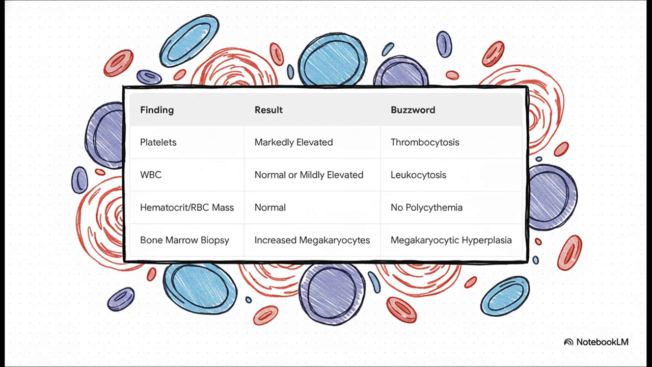This table right here, this is basically your diagnostic checklist, so let's run through it. Platelets, markedly elevated, check. White blood cells? Maybe a little high, but often totally normal. Now here's the super critical part.